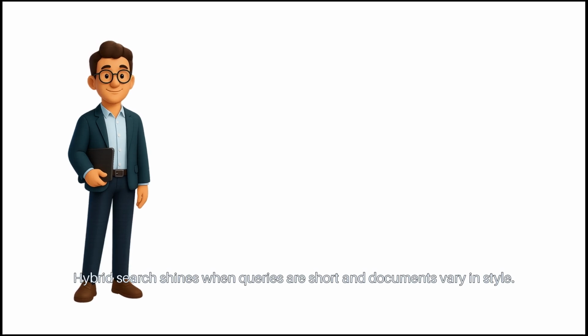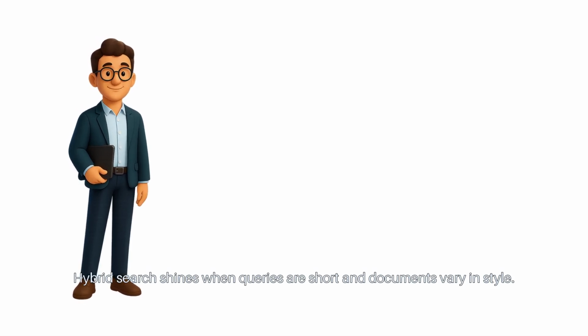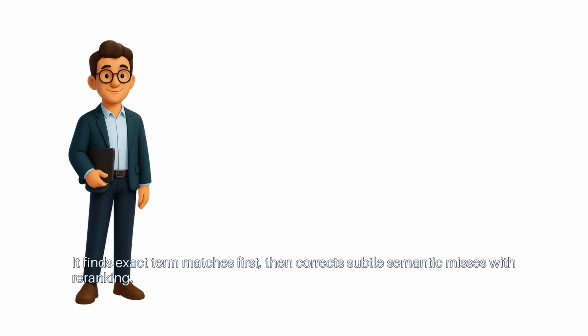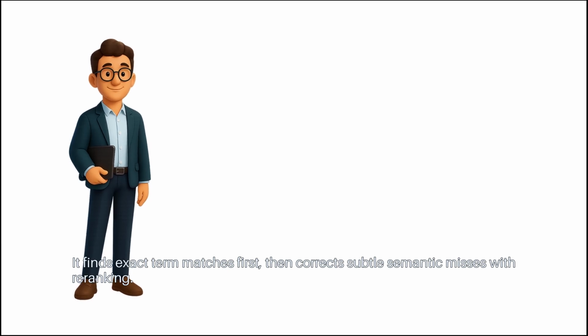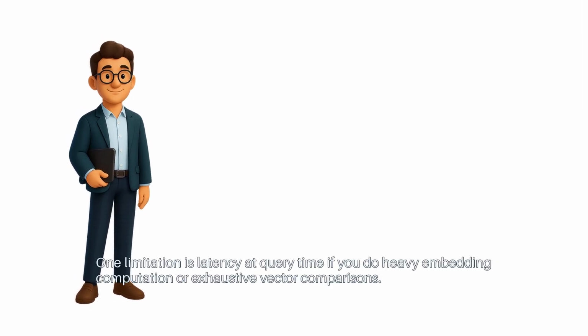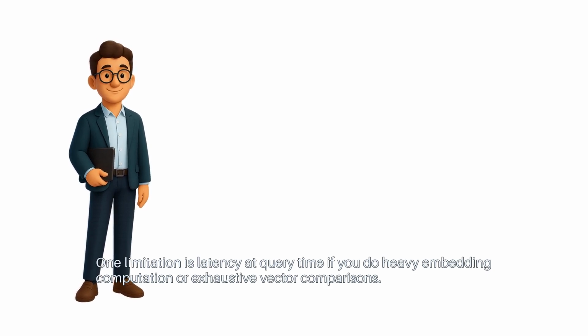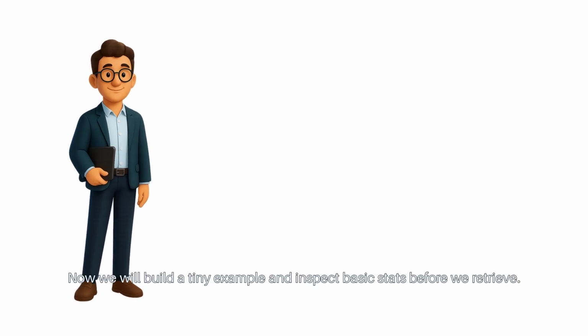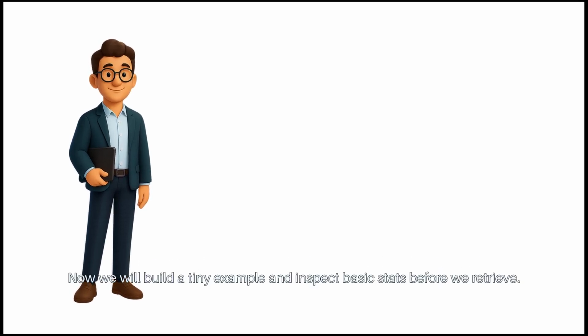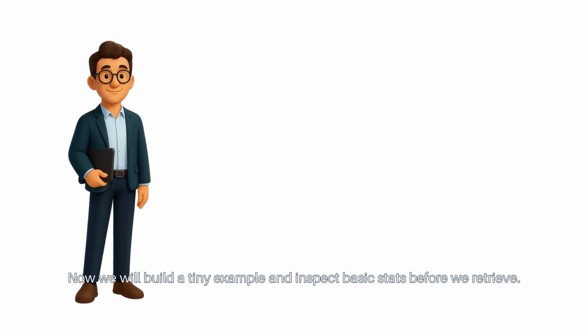Hybrid search shines when queries are short and documents vary in style. It finds exact term matches first, then corrects subtle semantic misses with re-ranking. One limitation is latency at query time, if you do heavy embedding computation or exhaustive vector comparisons. Now we will build a tiny example and inspect basic stats before we retrieve.